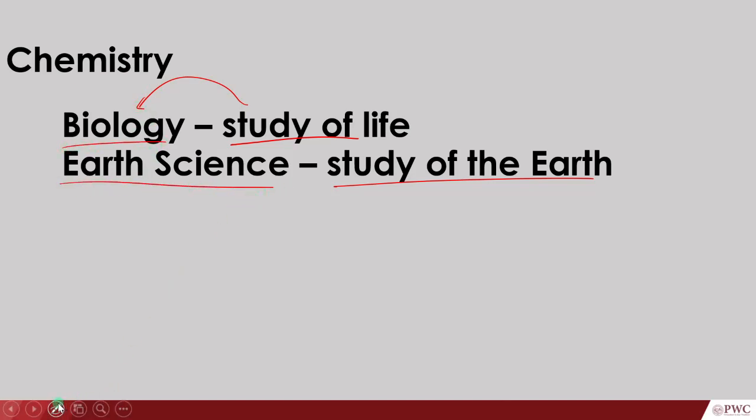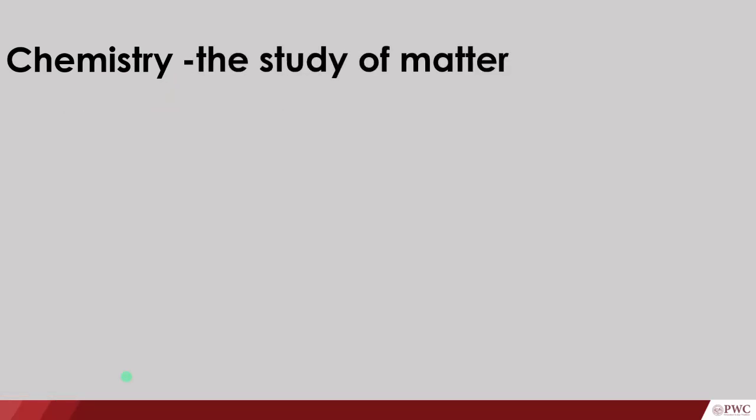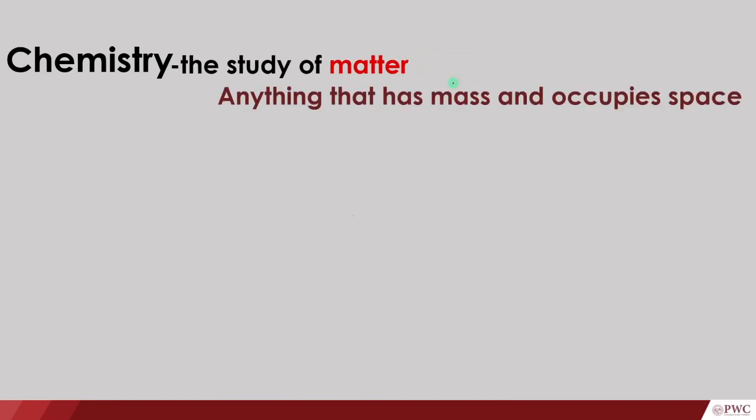But for chemistry, we have this definition. Chemistry is the study of matter. So we have this not very familiar term. And of course, if we want to understand chemistry, we must first understand what matter is. So what is matter? By definition, matter is anything that has mass and occupies space.